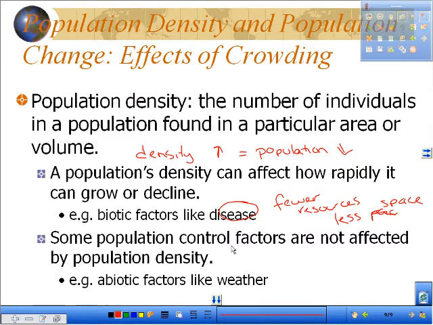Some factors that control population are not affected by the density. That would be something like the weather. A natural disaster, a hurricane or a tornado or something like that can impact a population, but doesn't have anything to do with how many people are there. Indirectly, it may, if you have a weather pattern hitting a high density area, then you're going to have a much higher death rate, in which case your population will decline more. But weather hits indeterminately, we can't control that, so it's not determined by the population density.